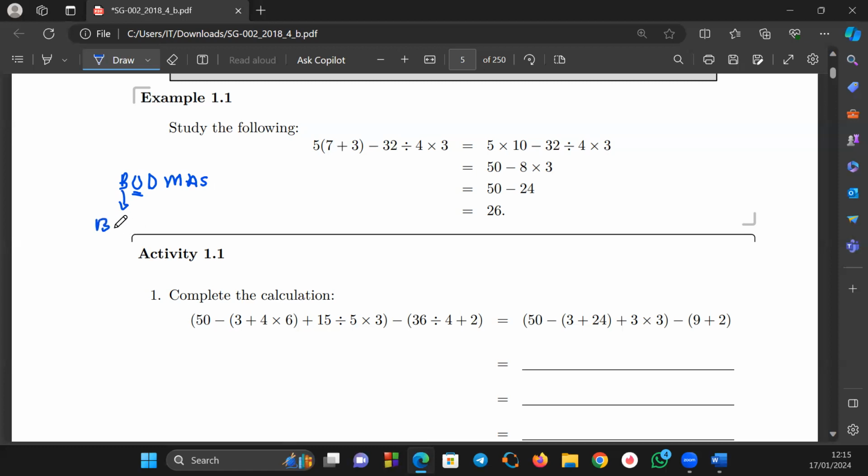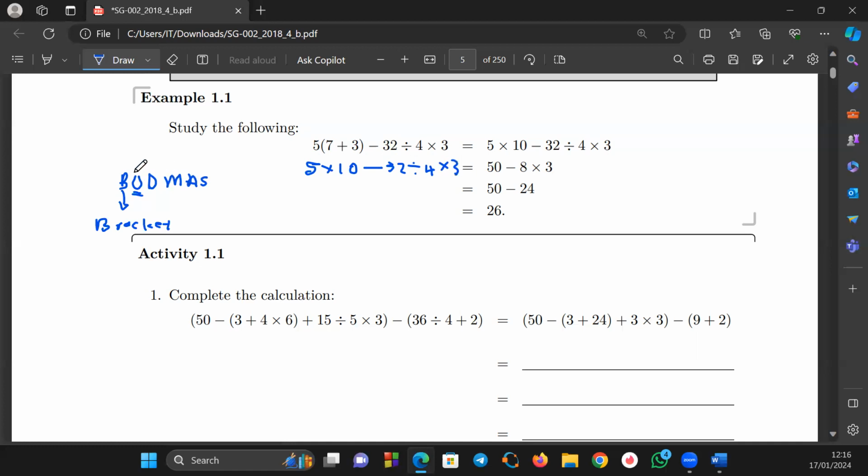It means brackets. So if you have an equation like this here, we're going to first solve the one in the brackets. So we're going to say, what is 7 plus 3? It's going to give us 10. So when I rewrite this equation, it's going to say 5 multiplied by 10 minus 32 divided by 4, and then multiplied by 3.